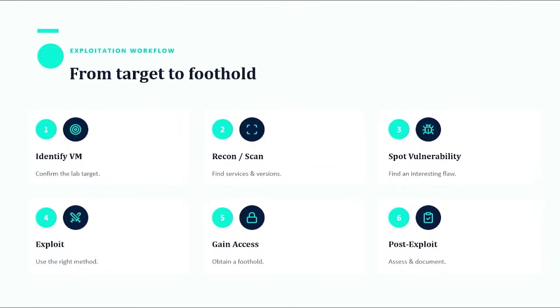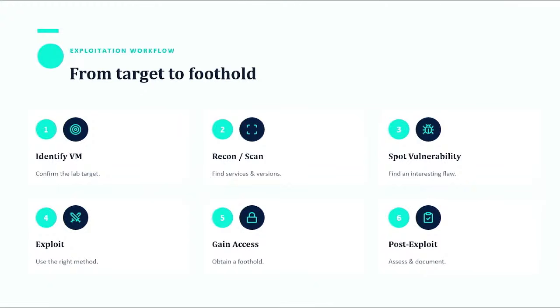So from target to foothold, what do we mean by that? From how do we start to how am I in? You first identify the virtual machine that you are going to be attacking, and all of this is within the authorization and the scope that we already mentioned earlier. That is non-negotiable. I have said it a lot. It is very important that you know what you should and should not be able to do.